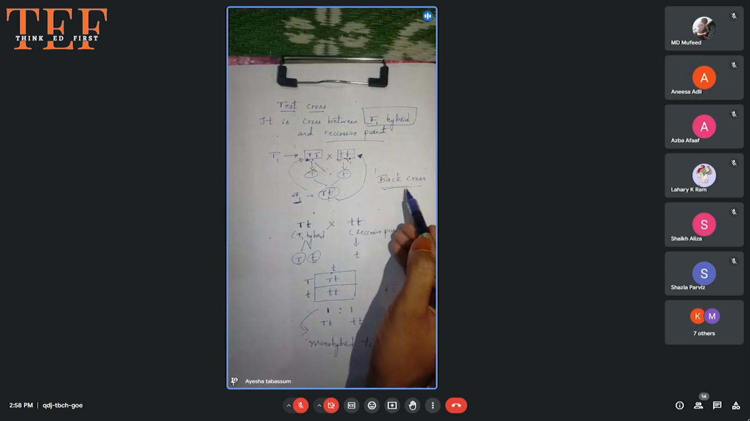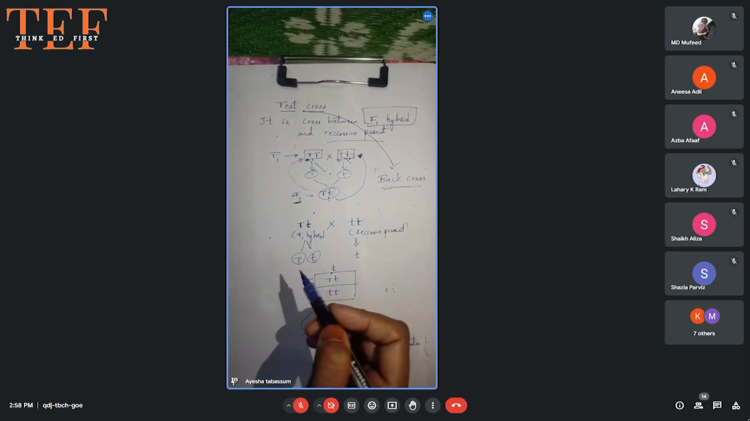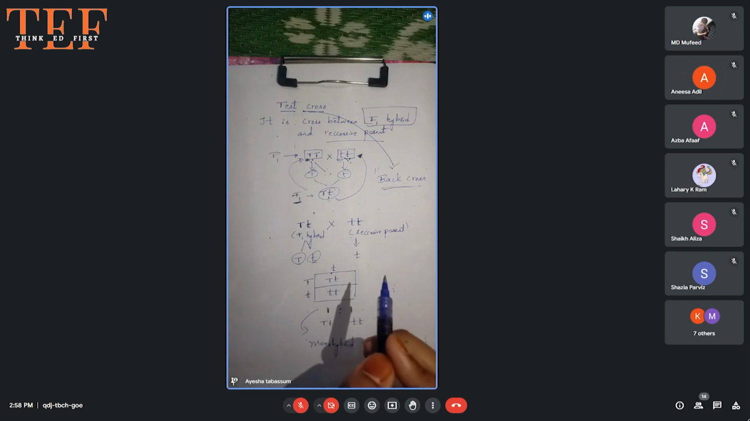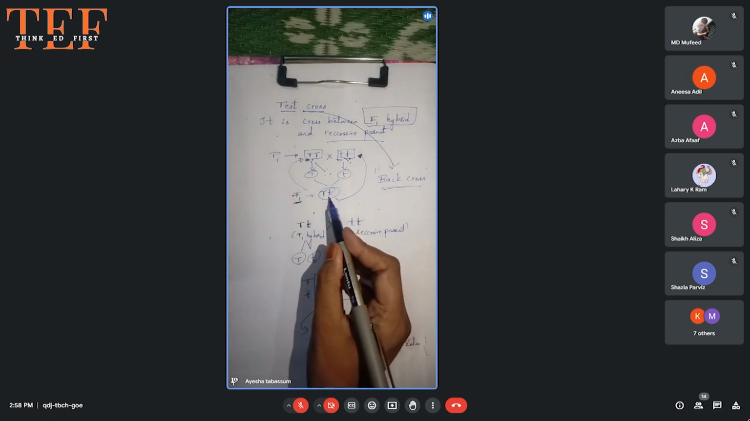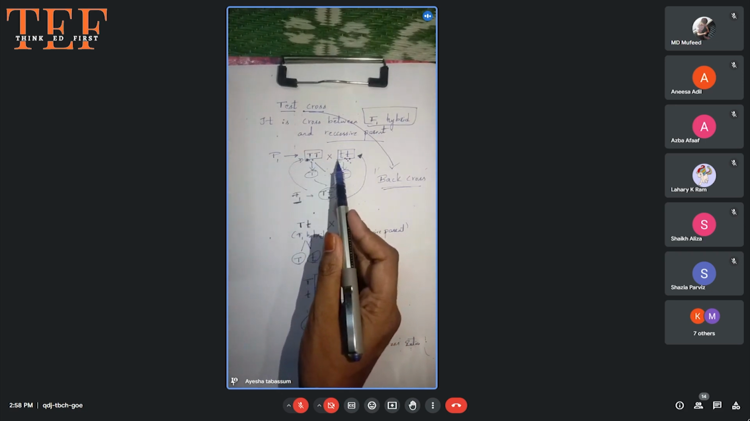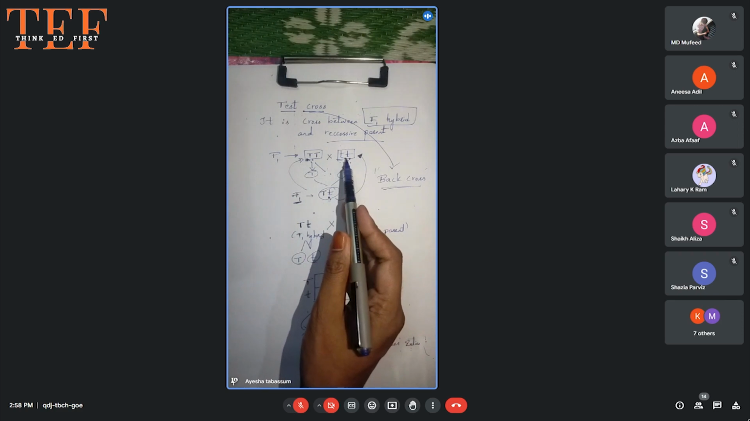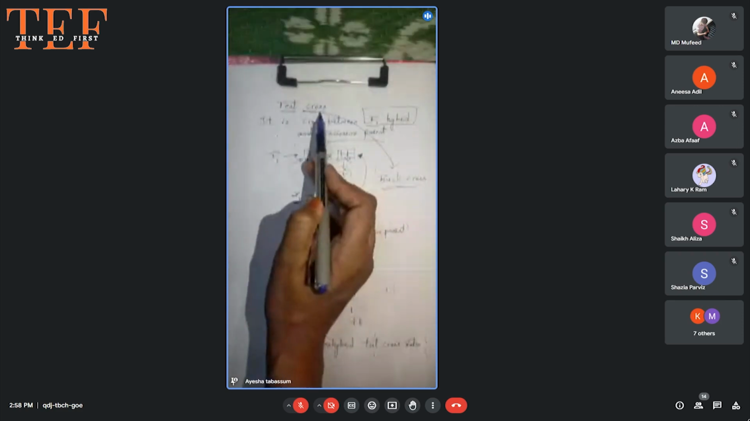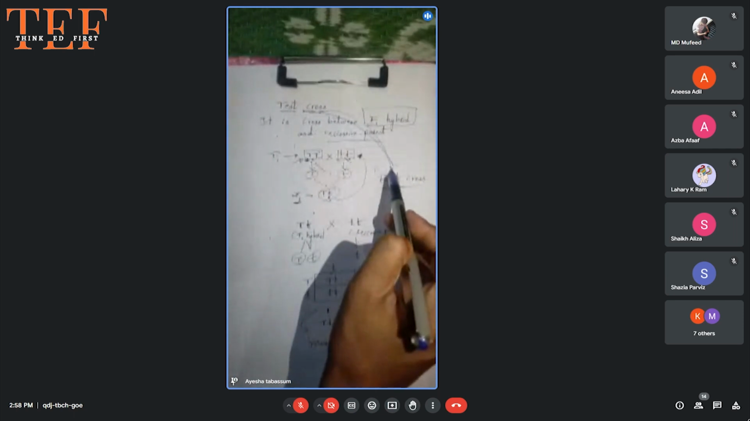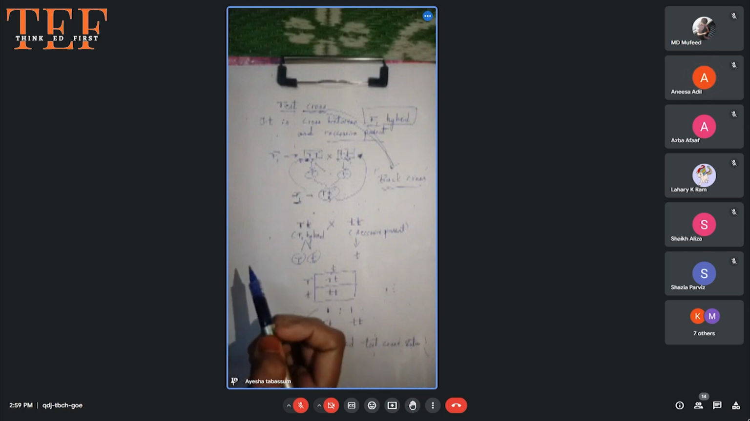So you can tell test cross is a type of back cross. It is a type of back cross because back cross means you can cross with either dominant or recessive. In test cross, you're crossing the F1 hybrid with the recessive parent. So test cross is a type of back cross.